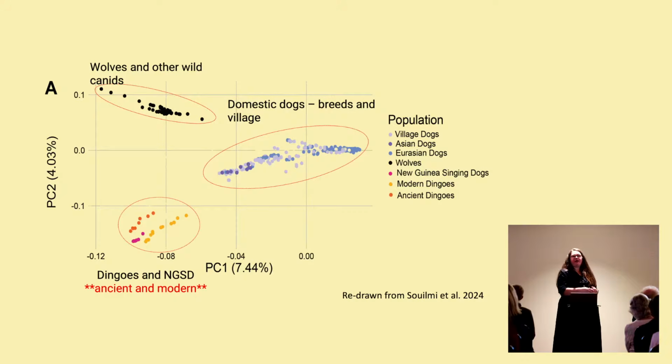of dingoes that came from dogs, as well as other wild canids or canines, but also those both ancient and modern are similar to each other. So dingoes 2,500 years ago are very similar to the dingoes that we have today. They haven't changed dramatically.